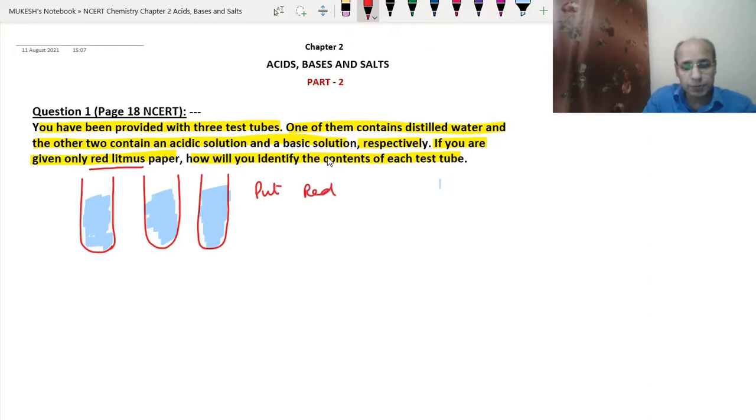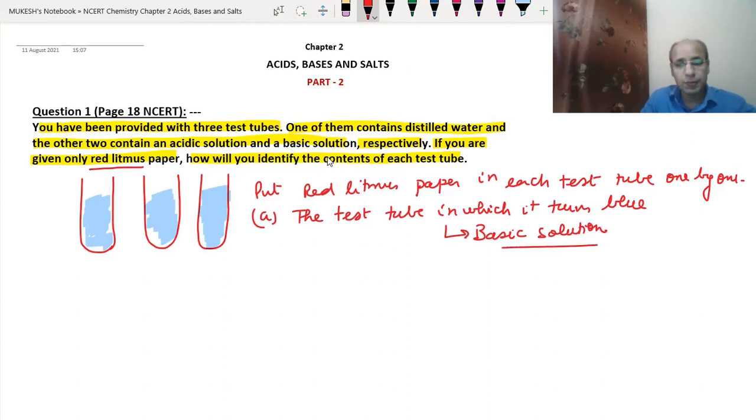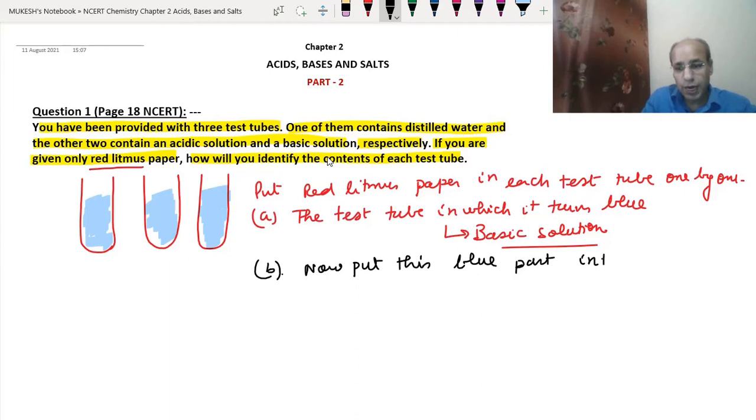Put red litmus paper in each test tube one by one. Number A, the test tube in which it turns blue is the basic solution. So this one is out. Now we are remaining with two test tubes. So now what will we do? Now put this blue part, which has been changed in the first one, into the other two test tubes one by one.